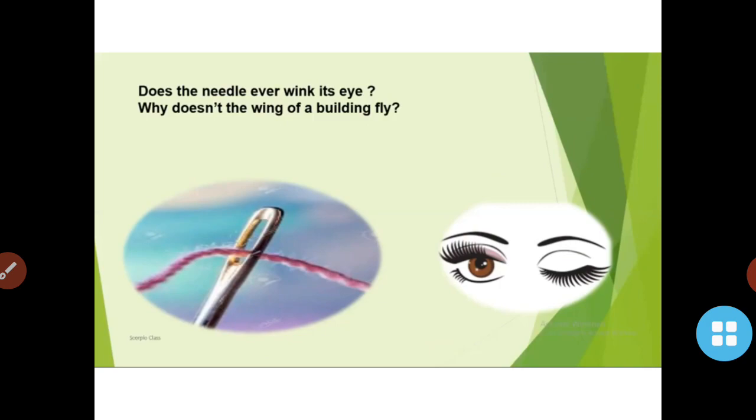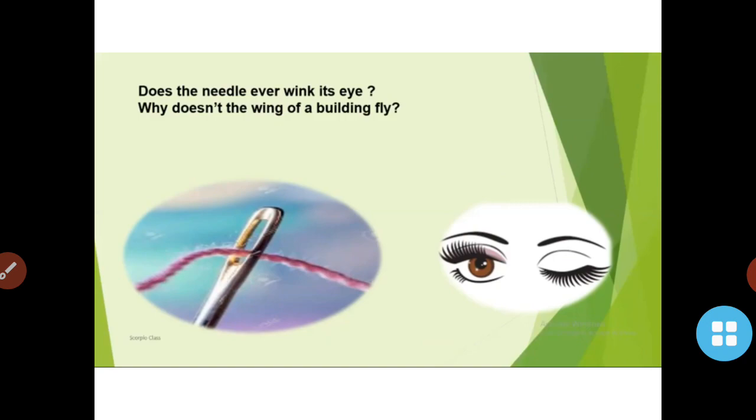Now the third one is, does the needle ever wink its eyes? Why doesn't the wing of a building fly? What the poem writer is saying, does the needle, that is the needle which we are using for stitching the clothes and everything. So have you ever seen that a needle has its own eyes? It is a non-living thing, and we cannot imagine that a needle can have an eye. So here again is fun, that is, the needle ever wink its eyes.